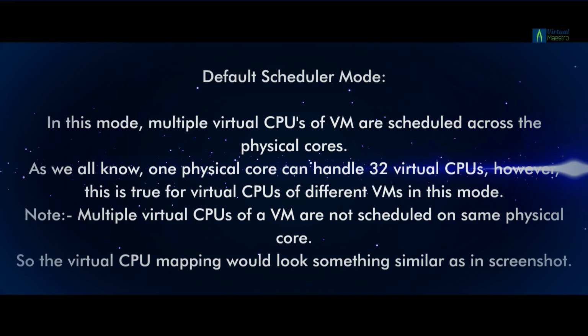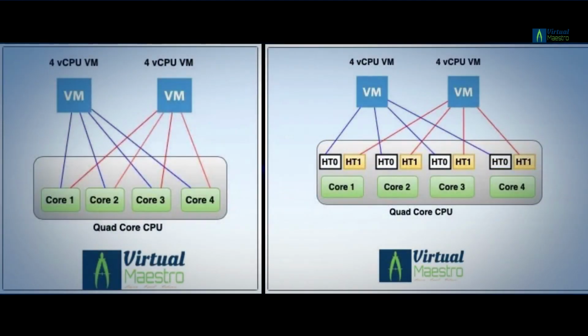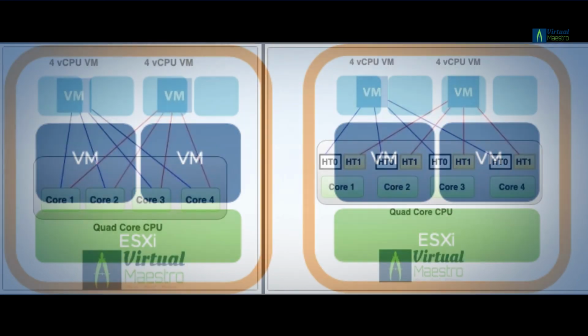So the virtual CPU mapping would look something similar to the screenshot. As you can see in the image, different VMs are sharing the physical CPU simultaneously, which raises a security concern. A VM running on one thread of a core can observe information used by the other thread of another VM on that core.